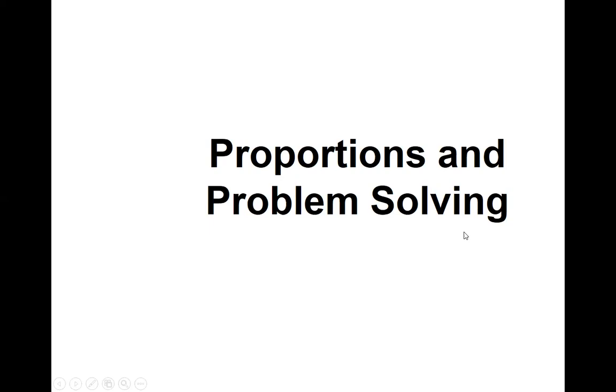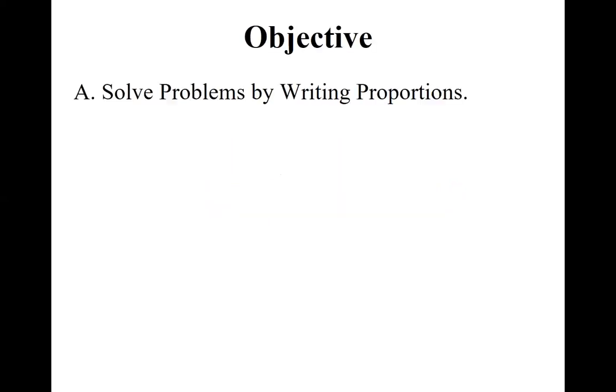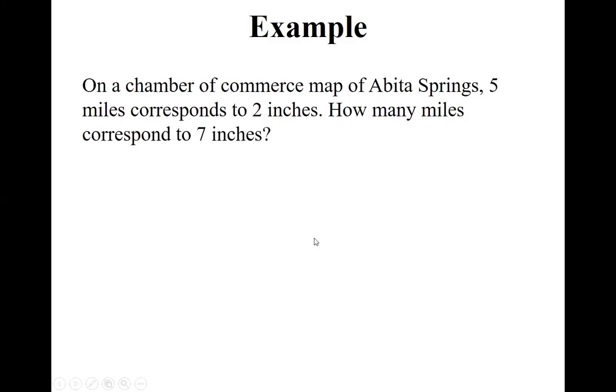The topic is proportions and problem solving. The objective of this topic is solve problems by writing proportions. On a Chamber of Commerce map of Abita Springs, 5 miles corresponds to 2 inches. How many miles correspond to 7 inches?